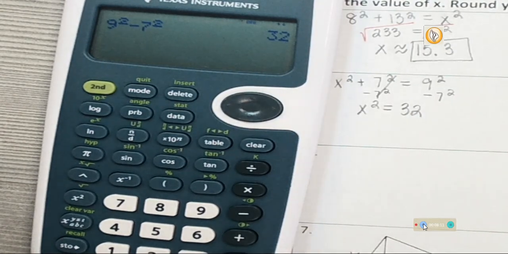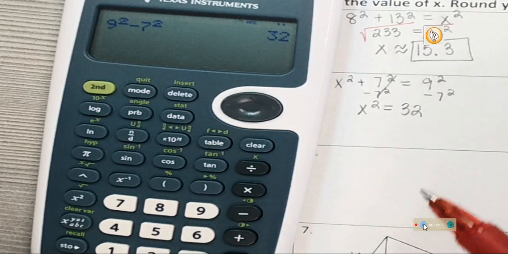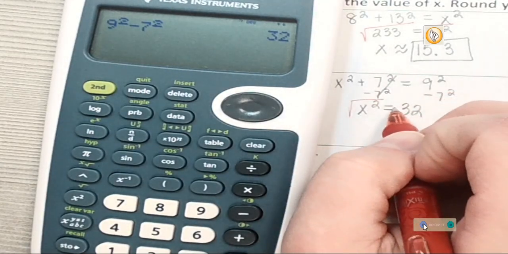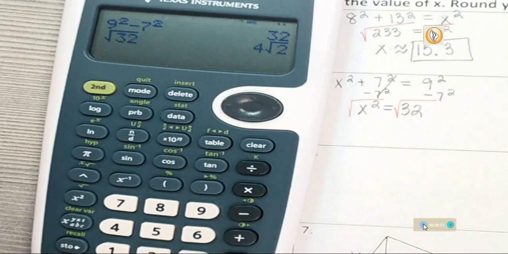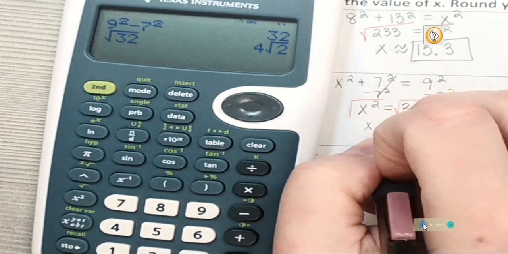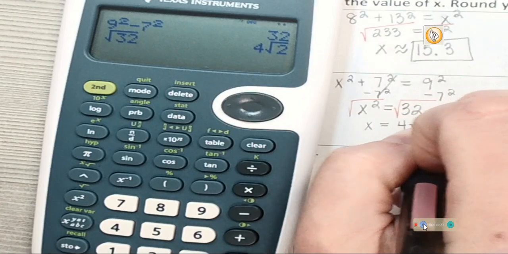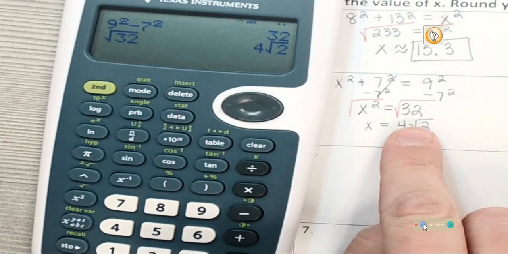I need x equals. Do you have x equals? Nope, you've got x squared. How do you unsquare? You take the square root. So the square root of 32. Now, that gives you 4 square roots of 2. So x is exactly equal to 4 square root of 2. If you needed the exact answer, that's it.